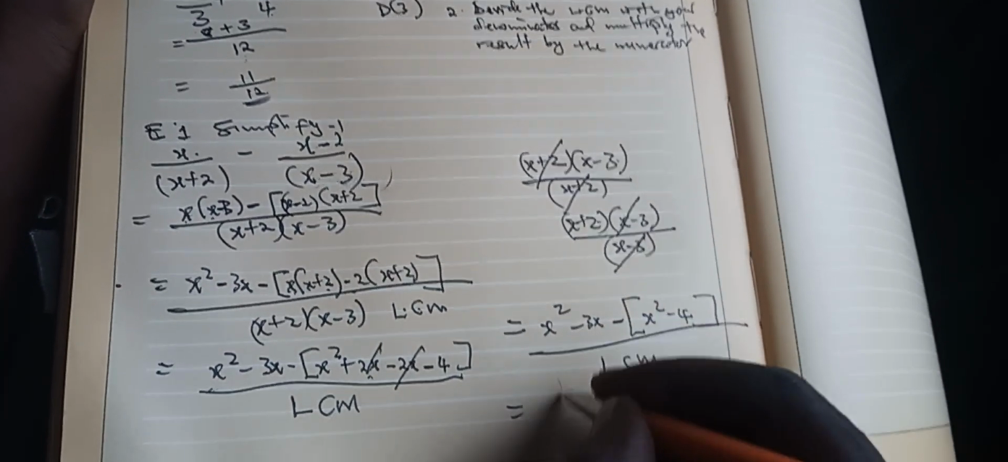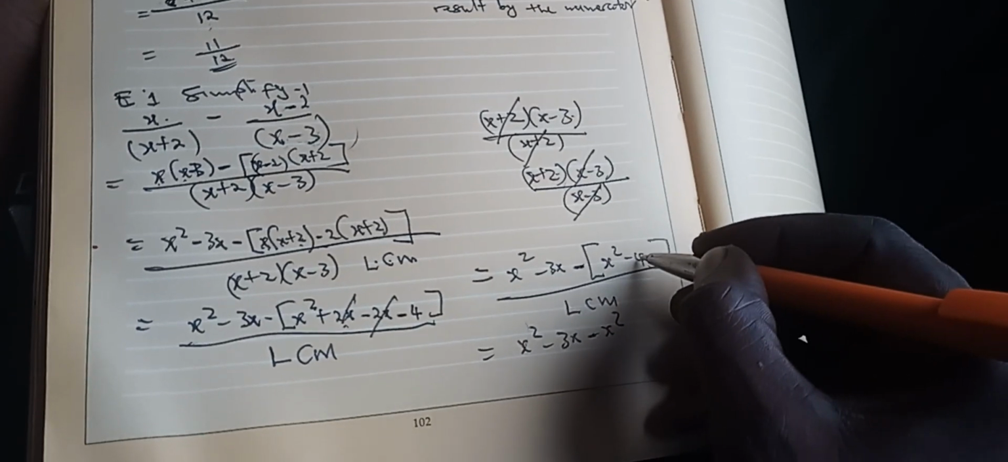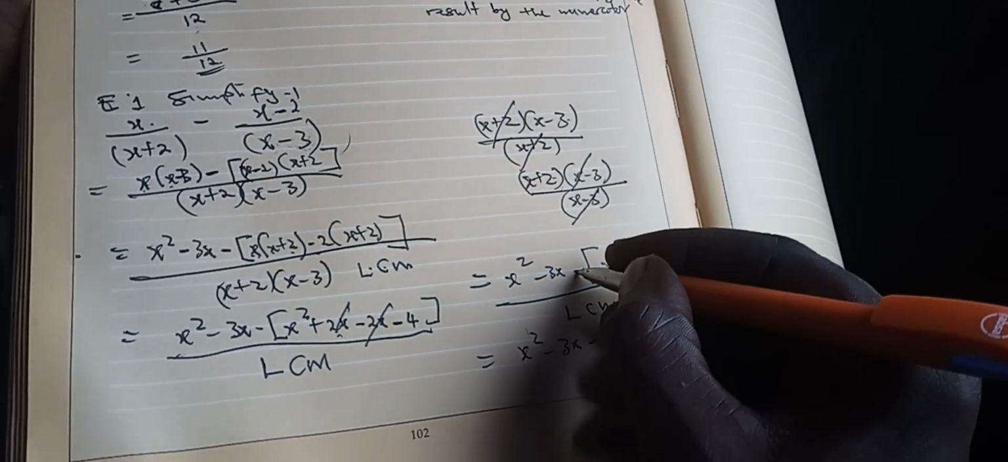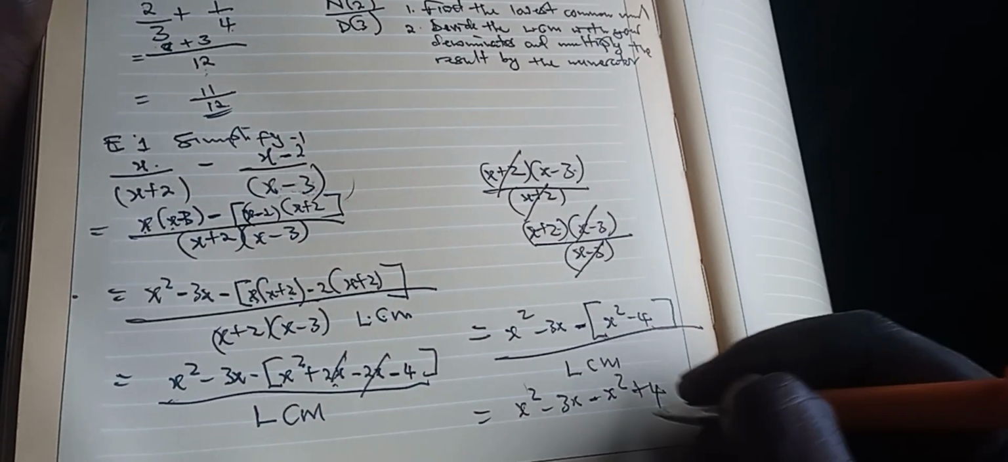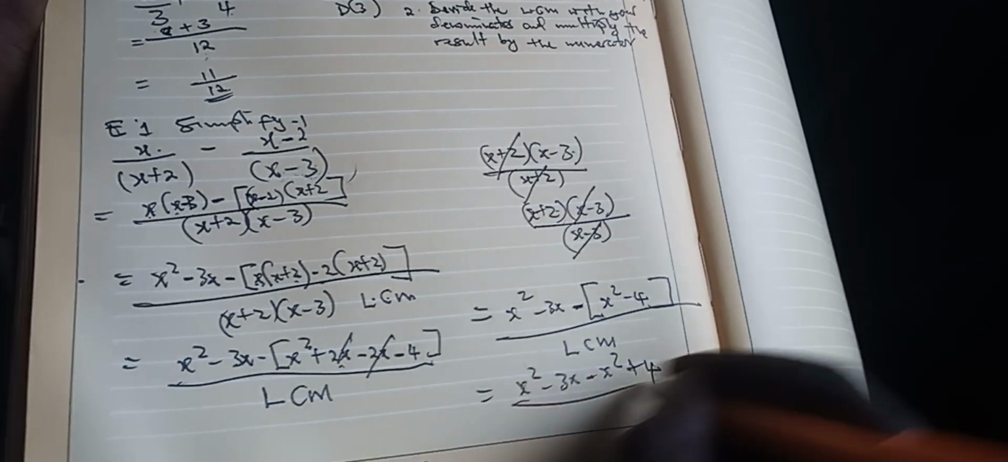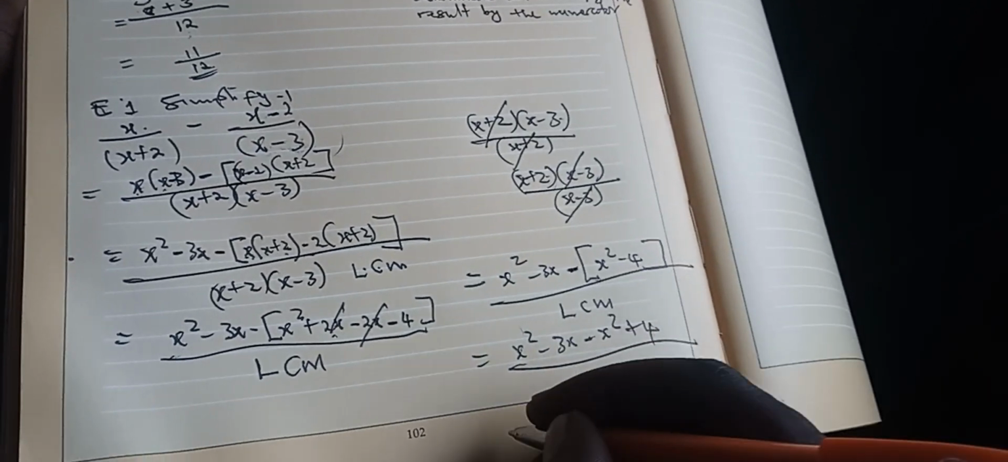And then here we are going to have x squared minus 3x. Negative 1 multiplied by x squared, we are going to have minus x squared. And then a negative 1 multiplied by negative 4, we are going to get a positive 4. Just because a negative multiplied by a negative, we are going to get a positive. Those are basic mathematical operations over lowest common multiple.